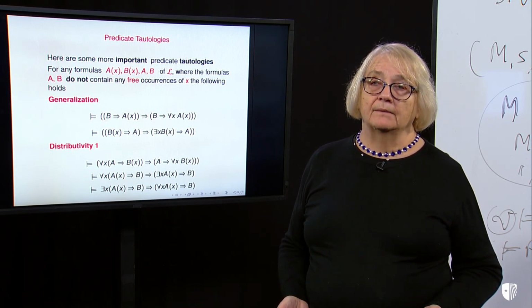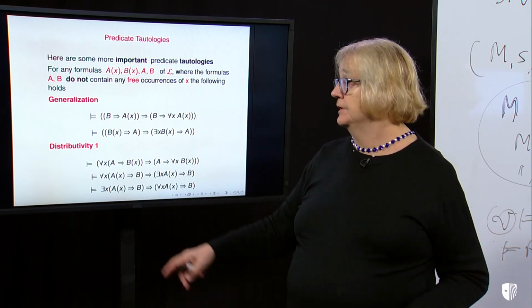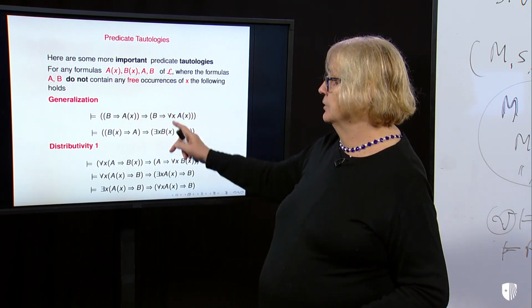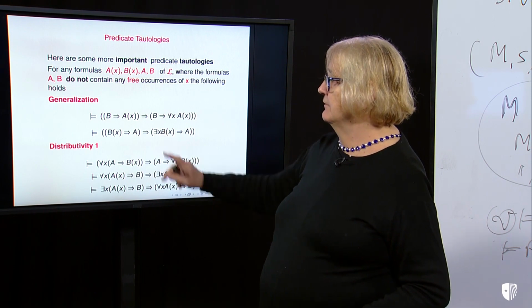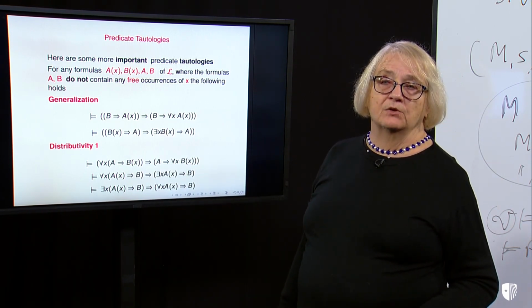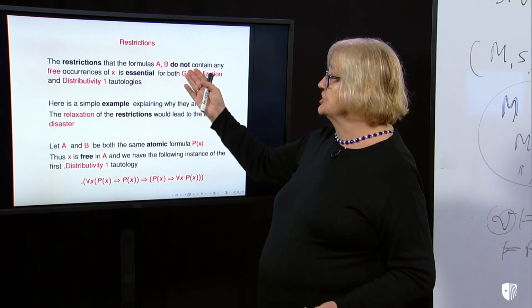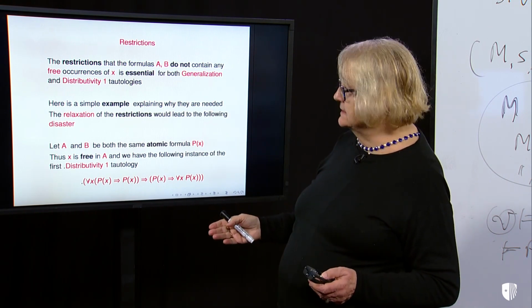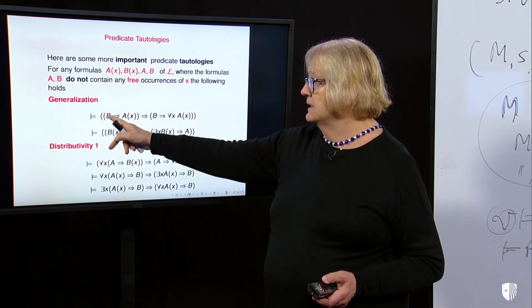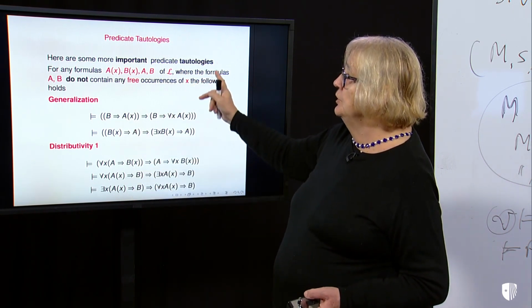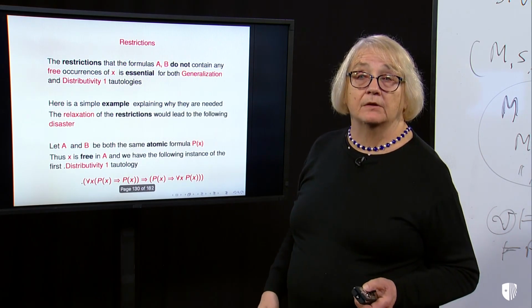And now you have more basic tautologies. There is the generalization law, which is very important. If you have B implies A(x), then you can put a universal quantifier here. And also, if you have B(x) here, you have to put an existential quantifier. You have distributivity laws, and again, restrictions that A and B do not contain free occurrences of x. In the distributivity laws, you have restrictions that B and A do not contain any free occurrences of x. These are very important.